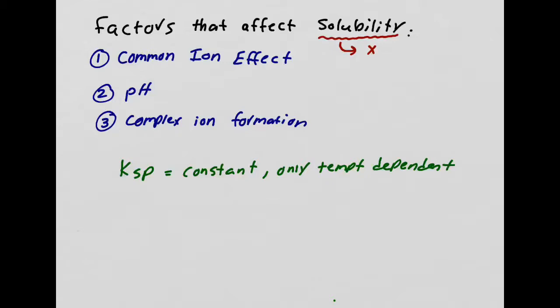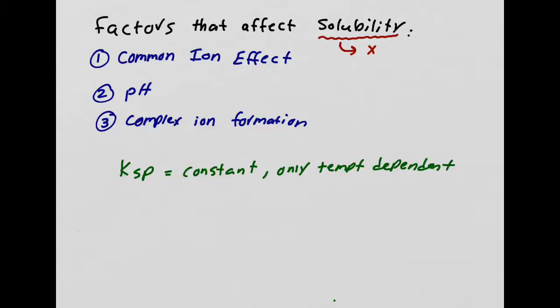Now here, we're not talking about Ksp, we're talking about basically X, molar solubility. The factors that affect solubility are common ion, pH, and complex ion formation. I'm going to go over each one by one with you. You already know the common ion effect, but I'm going to go over it again anyway. So far so good? Okay, so again, Ksp is a constant, and like any other equilibrium constant is temperature dependent only, right? All right, now common ion effect.